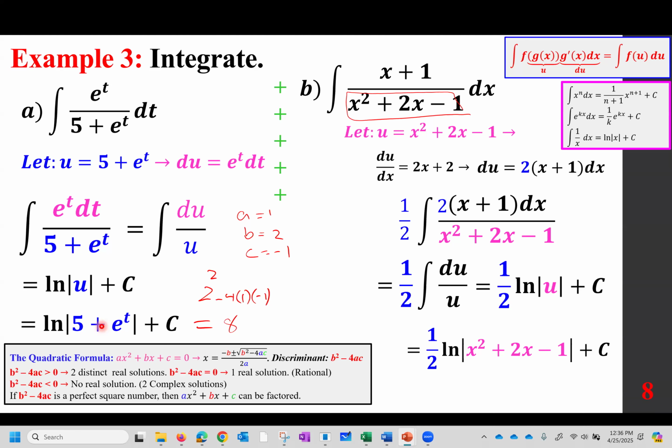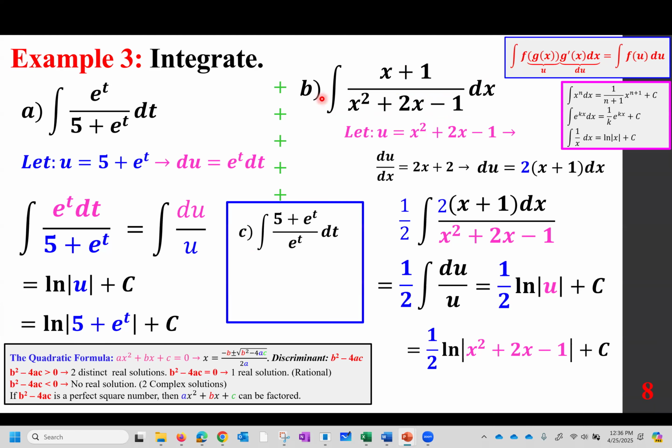Now, let me erase my work. What if we had the reciprocal of this one? We have to do long division or synthetic division because the degree would be larger for the numerator. I'm going to look at the reciprocal of this one. So that means this part is 5. Where's the difference?